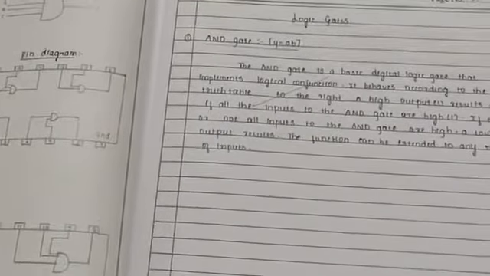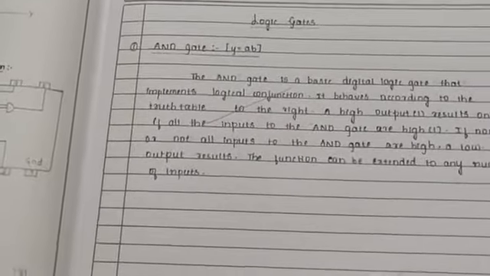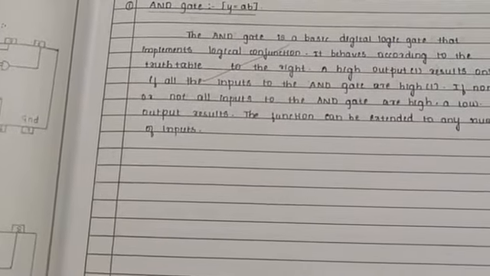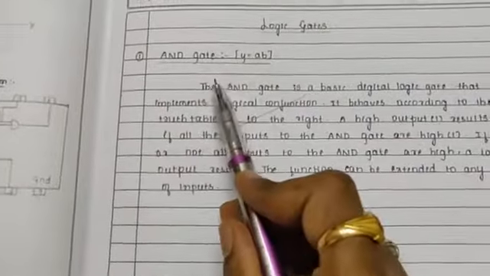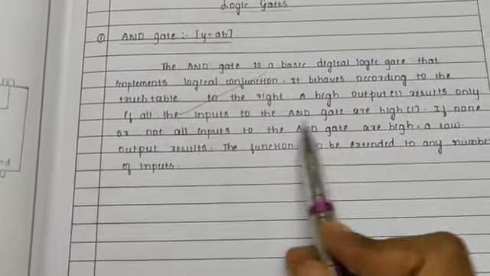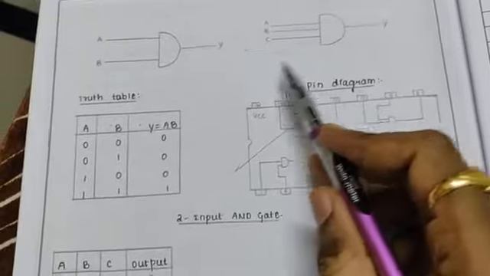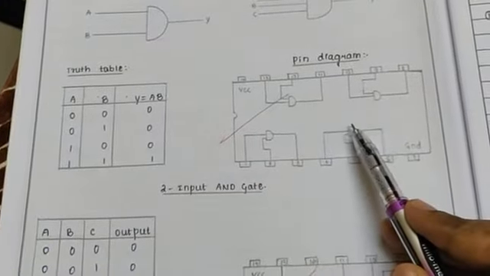The first thing is logic gates, like basic gates. So basically, while starting with your record, you need to write the basic gates. First, it is the AND gate. She has written an explanation regarding the AND gate. Then, parallelly on the left side, she has written the AND gate symbol, 2 input AND gate, 3 input AND gate, and the truth table and the pin diagram.